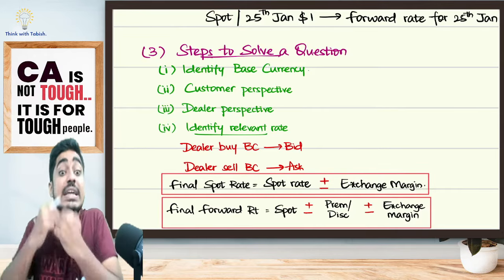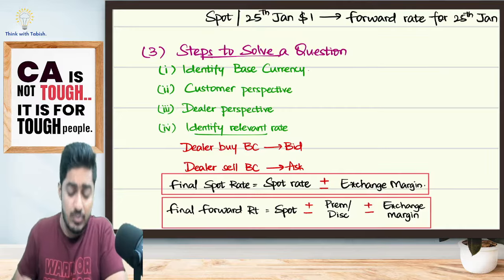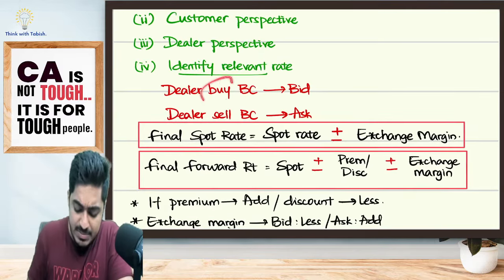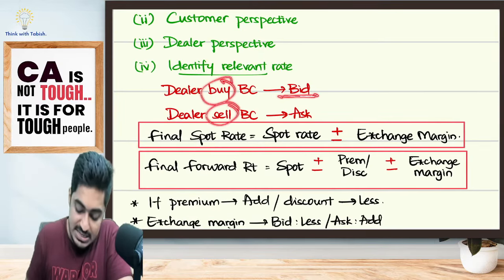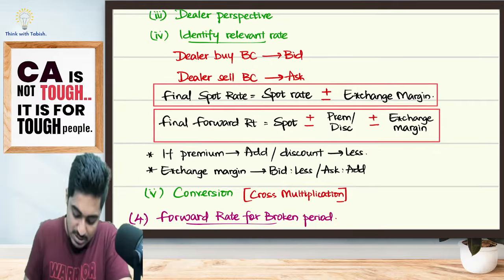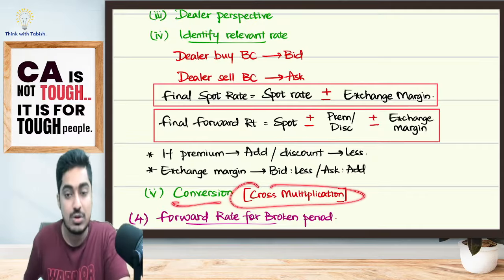Step 3, we will see what the dealer is doing with the base currency. Based on that, we will identify the relevant rate. If the dealer is buying the base currency, it means bid. If the dealer is selling the base currency, it means ask. Based on that, finally we will be doing the conversion using a cross multiplication.